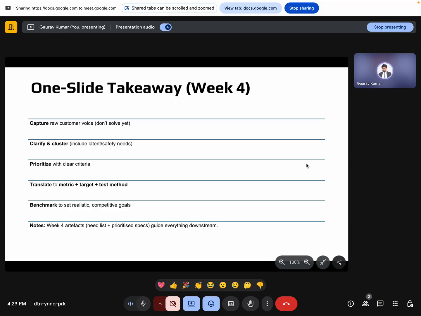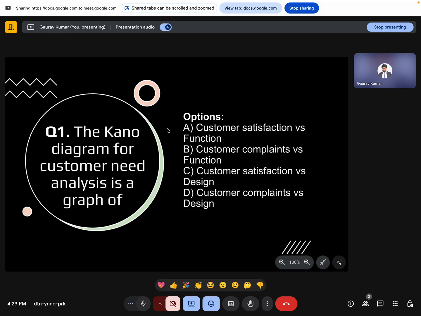Next we are moving to the question and answer session. Our first question is: the Kano diagram for customer needs analysis is a graph of what? Option A is customer satisfaction versus function, B is customer compliance versus function, C is customer satisfaction versus design, or D is customer compliance versus design. What is the right answer? Please answer.